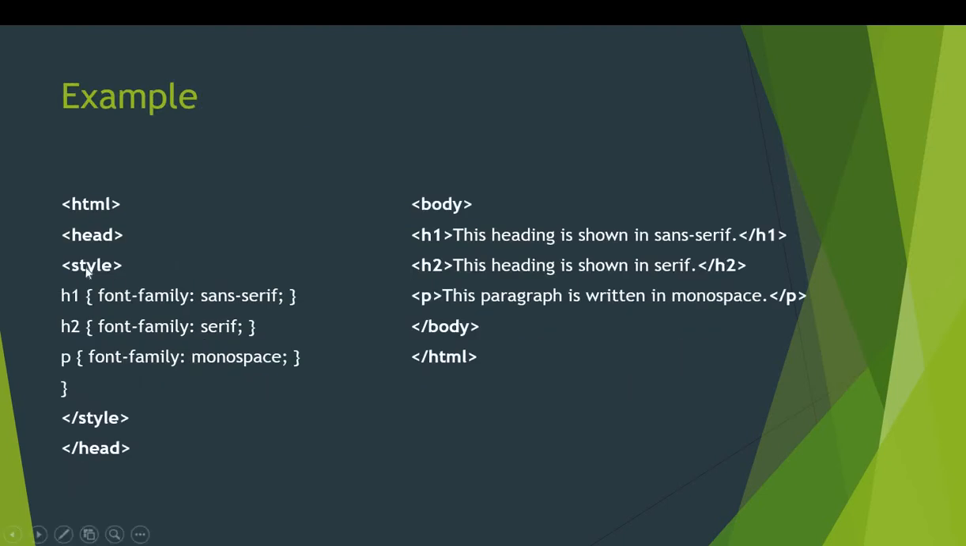I have written under the style tag, for H1 font family sans serif. For H2 font family is serif. For the P tag we have chosen the family monospace. Under the body part I have defined a heading with the H1 tag, a second heading with the H2 tag and a small paragraph. Let's run this code on the notepad again.